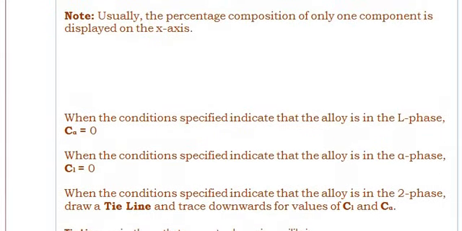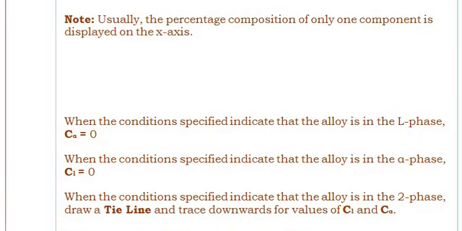When the conditions specified indicate that the alloy is in the L phase, then it simply means that in the other phase, which can be said to be the alpha phase, for example in a copper nickel alloy phase system, there's no concentration of the particular component under study in the other phase. For example, if you are studying nickel and the conditions specified indicate that at that temperature and at that specific composition the alloy is in the liquid phase, that is, there's no solid at all, then it simply means that your C alpha, that's your composition of nickel in the alpha phase, is equal to 0. And this occurs vice versa.